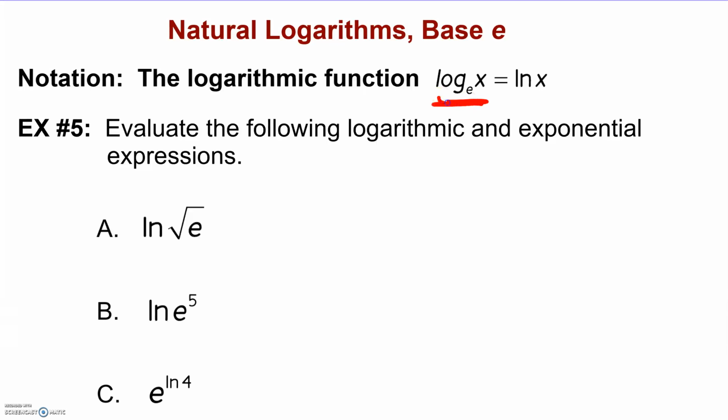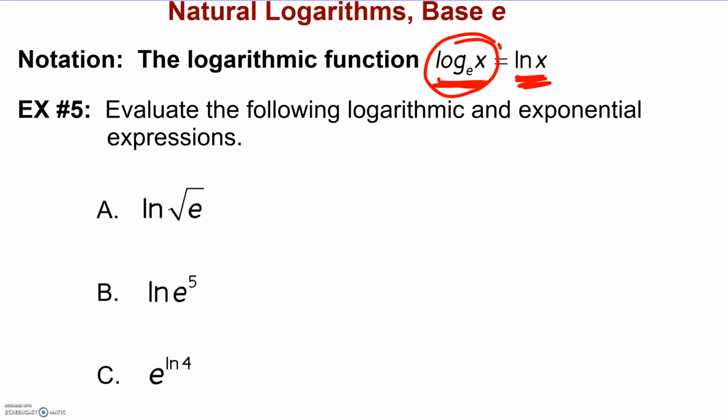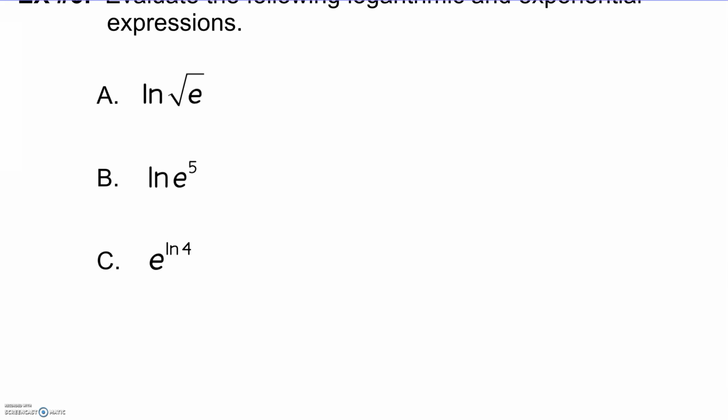So if you're ever talking about log base e of x, no one writes it this way. They all write it like this. Natural log of x is what this stands for. So when you see natural log, and we already talked about this in a previous section, that means log base e. So you're going to evaluate these just like we did those previous ones, but remember the base of these is e.